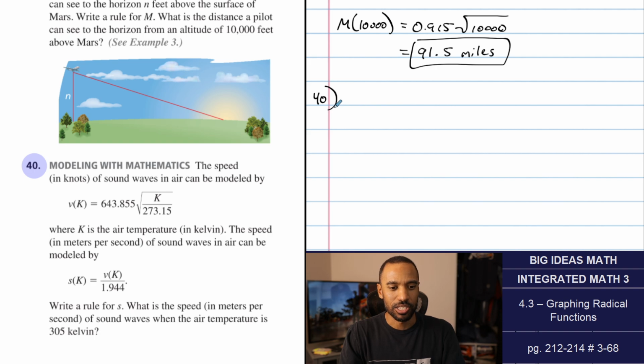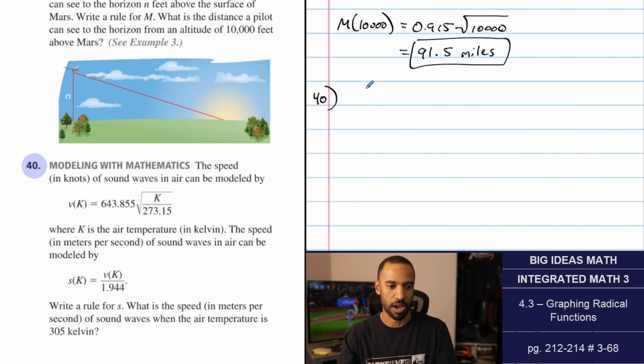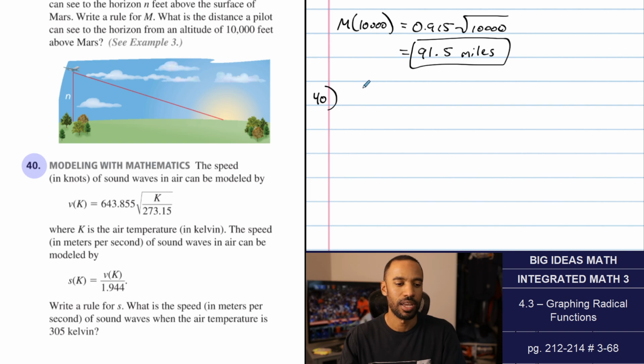The speed in meters per second of sound waves in air can be modeled by that funky function there, where K is the temperature in Kelvin. Write a rule for S. What's the speed in meters per second of sound waves, etc.? It's probably a lot like number 35 or 39. We are just doing a substitution. Let me write out the initial information to begin with, though.